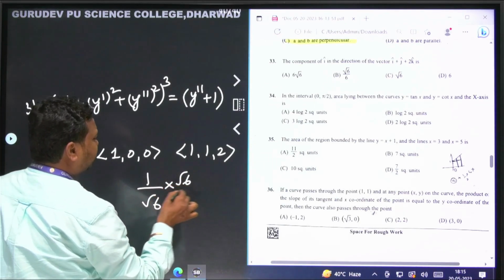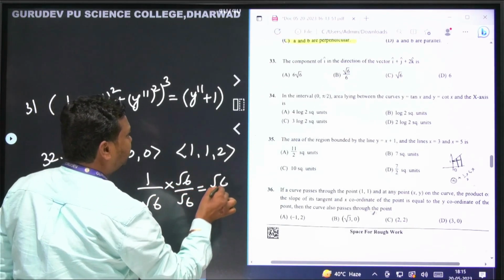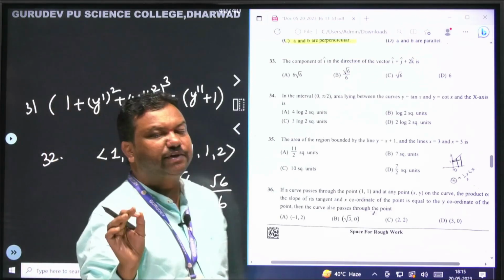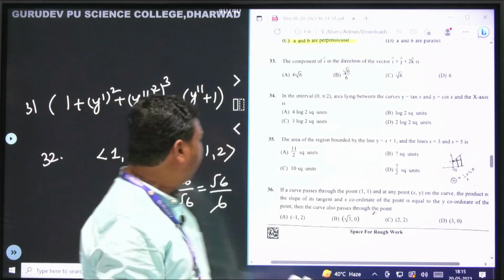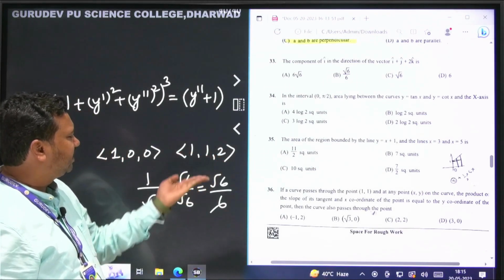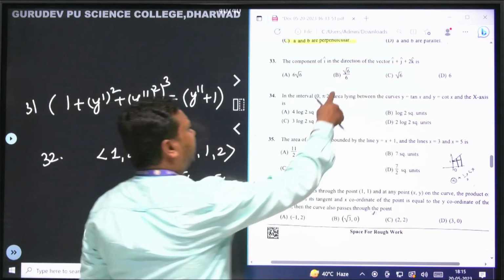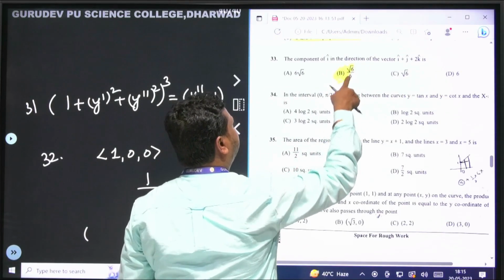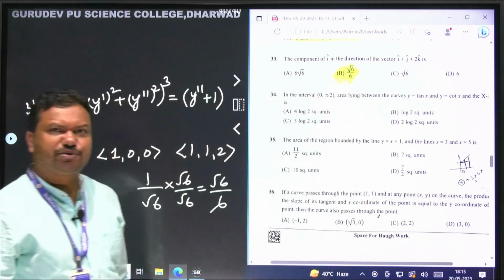Then I do rationalization. So what is my answer? Root 6 divided by 6. Right? Don't you think it follows the definition of the projection of vector a on b? a dot b divided by magnitude of b, right? Magnitude of b means 4 plus 5 plus 1, that is 6. Root 6 divided by 6. Question 33, option b is the right answer. Done. Option b is the correct answer.